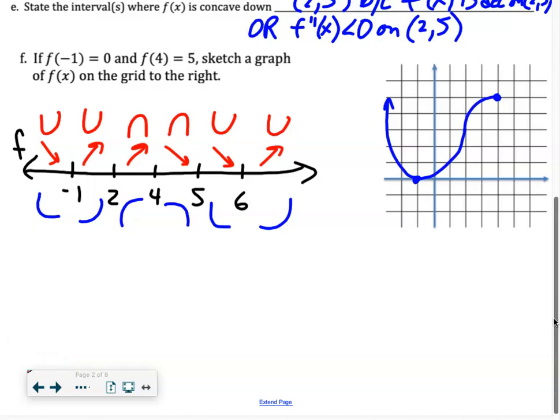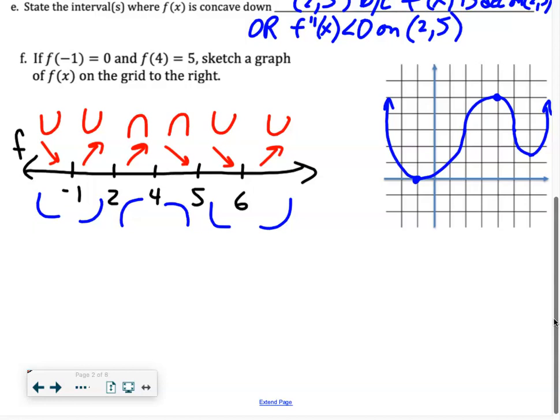I'm going to try to make this connect a little better. Then from 4 to 5, we're decreasing concave down. From 5 to 6, we're decreasing concave up. And from 6 to infinity, we're increasing concave up. There's my beautiful graph. The y values here could be really little or really long, because we don't know them. We just know the shape. As long as the shape is correct, we're good.